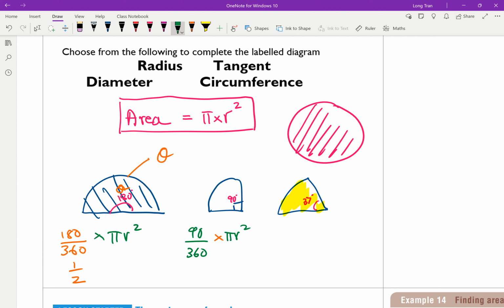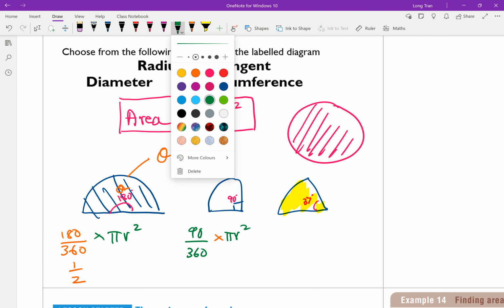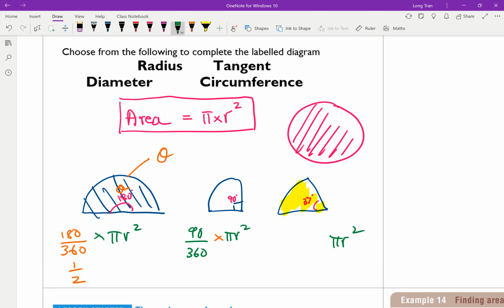Then how would you do it when you have 37 degrees? What's the logic here too? So pi r squared is a full circle. I don't want the full circle. I do have an angle, 37 degrees. How would I work it out? Divided by 90?